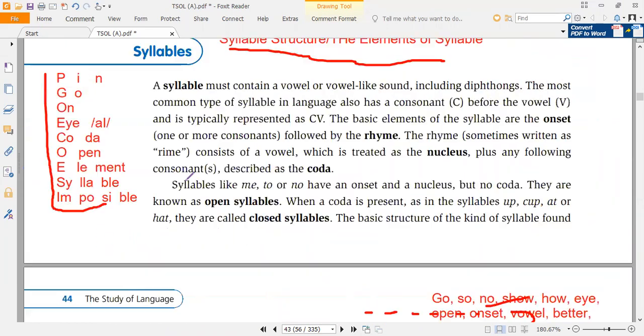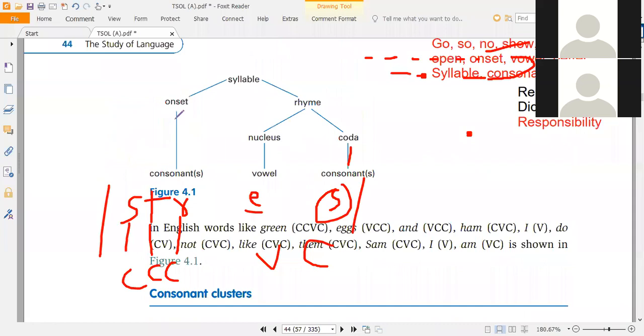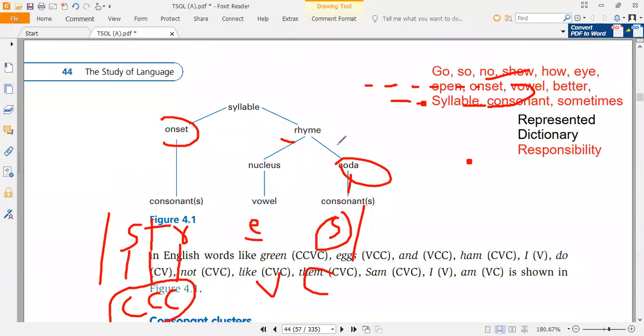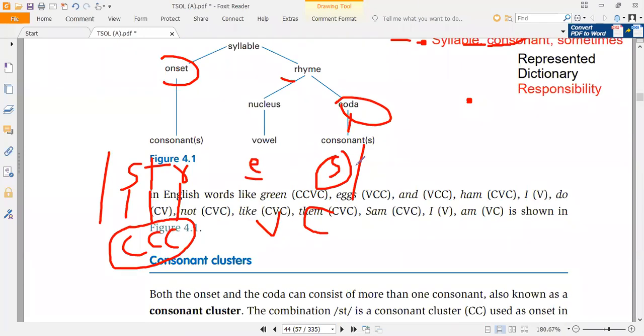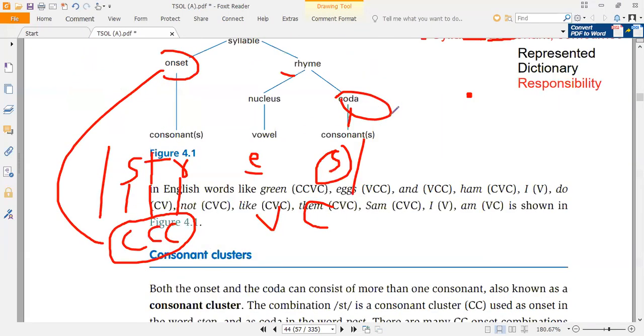So as I told you, a consonant cluster means more than one consonant as an onset or as a coda. If the onset consists of more than one consonant, this is called a consonant cluster. Or if the coda consists of more than one consonant, that is also called a consonant cluster. Now if you look at this onset, it consists of three consonant sounds. That is why it's a consonant cluster. Got it now?